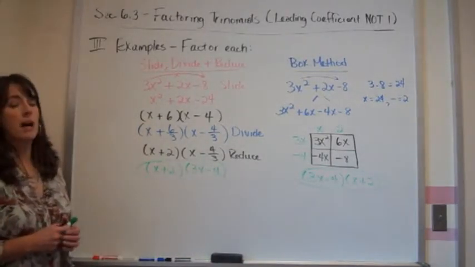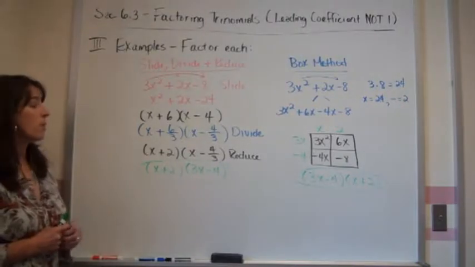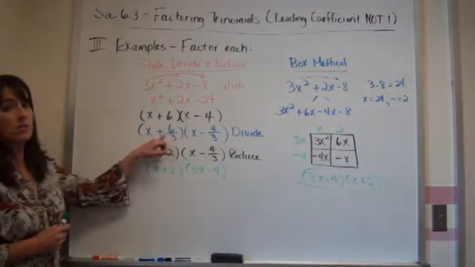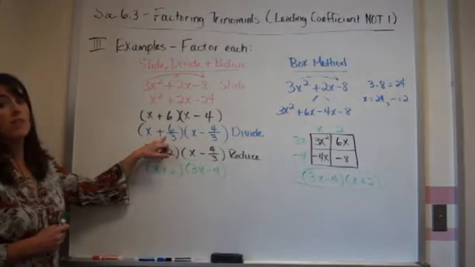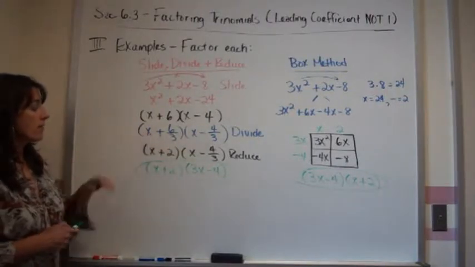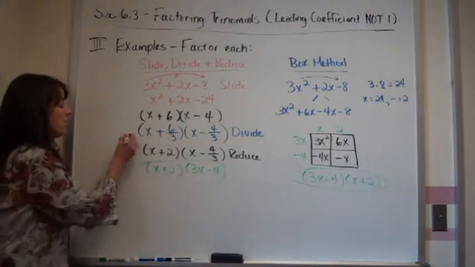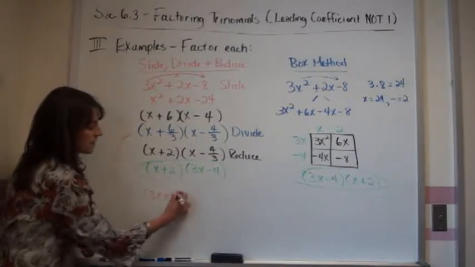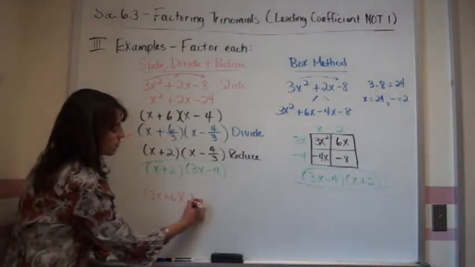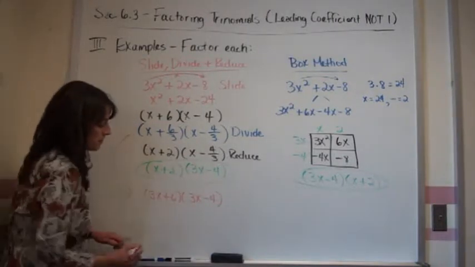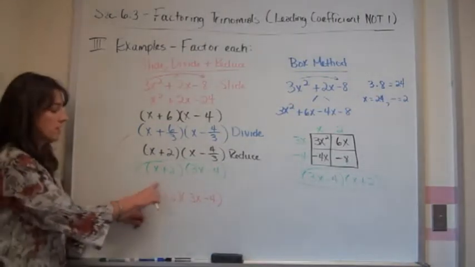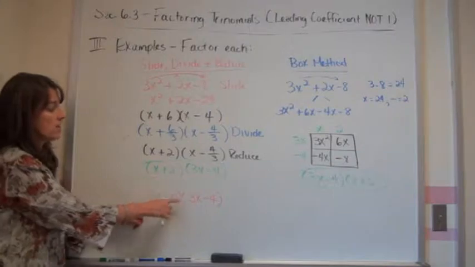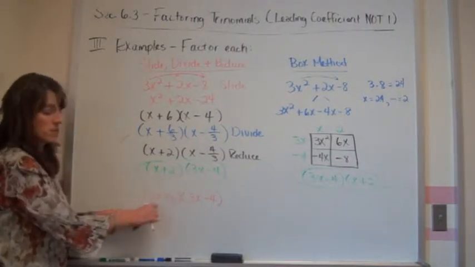I do want to point out how important it is to do the reducing part, because notice here that if I did not reduce this 6 over 3, then I would clear out that fraction as well, and I would end up with 3x plus 6, and 3x minus 4. Clearly what's written in red is not the same thing as what's written in green here. The 3x minus 4s are the same, but this part's not the same.